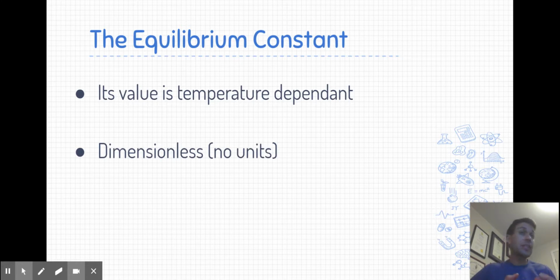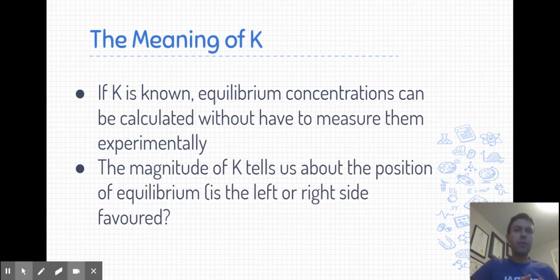The equilibrium constant, K, is temperature dependent. We know that temperature affects the position of equilibrium. We saw that with Le Chatelier's principle. So the value of the equilibrium constant will change depending on what temperature the system's at. So we'll always have to reference temperature. We'll also treat this equilibrium constant as dimensionless, meaning that we're not going to worry about any units for the equilibrium constant, just a numerical value.